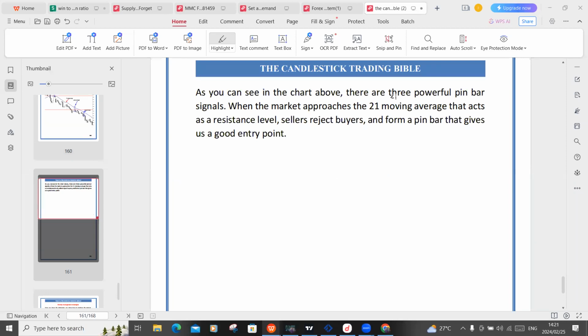So as you can see in the chart above, there are three powerful pin bar signals. When the market approaches the 21 moving average, that acts as a resistance level. Sellers reject buyers and form a pin bar that gives us a good entry point. All right.